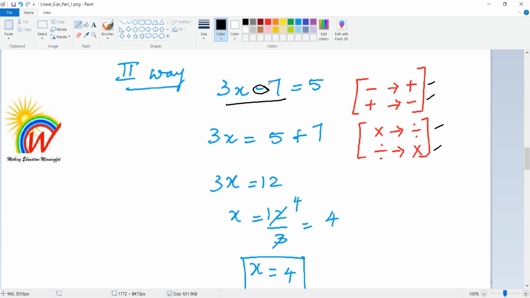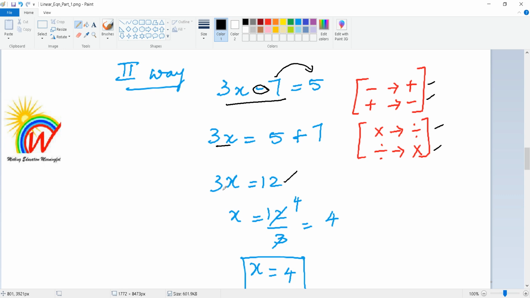So you move the 7 to the other side. When you do that, the minus will become plus. If it was plus, it would have become minus. So you have 3x as it is. The 7 goes that side and it gets added to 5. Now you get 3x equals 5 plus 7, which is 12.